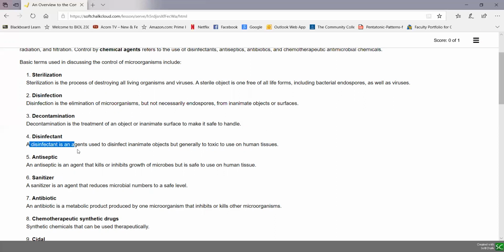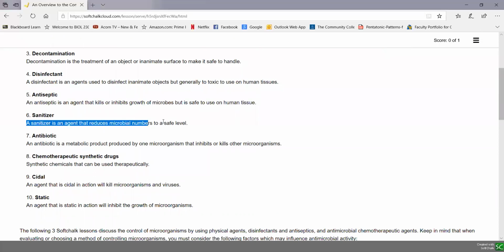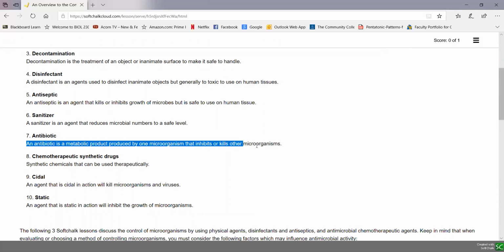A disinfectant is an agent used to disinfect inanimate objects, but is generally too toxic to use on human tissue. Whereas an antiseptic is an agent that kills or inhibits the growth of microbes, but is safe to use on human tissue. A sanitizer is an agent that reduces microbial numbers to a safe level. An antibiotic is a metabolic product produced by one microorganism that inhibits or kills other microorganisms. So we do initially get our antibiotics from other living organisms, although they're often extensively modified and some are synthetically made today.